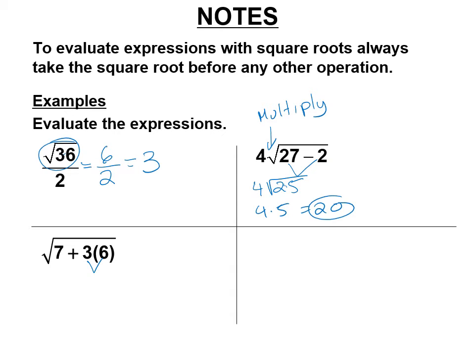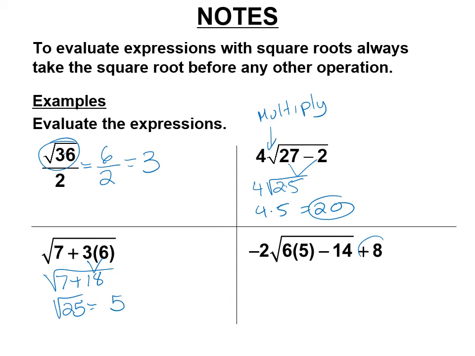That is not going away. That is 18. 7 plus 18 is 25. So this is just the square root of 25, which is 5. Right? When you're inside grouping symbols like parentheses, and this is another grouping symbol, you have to do multiplication before adding.